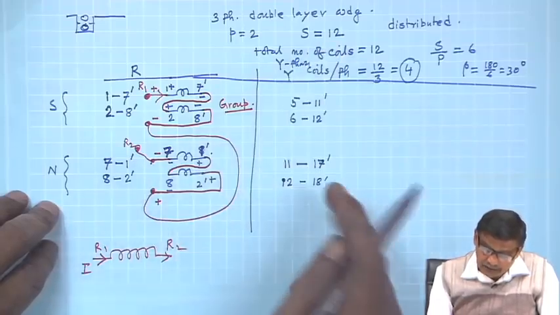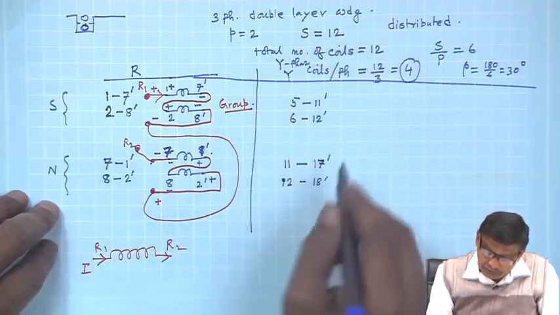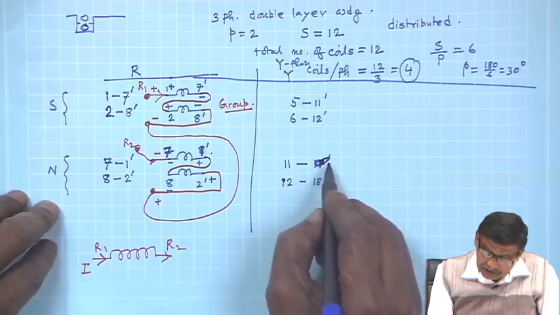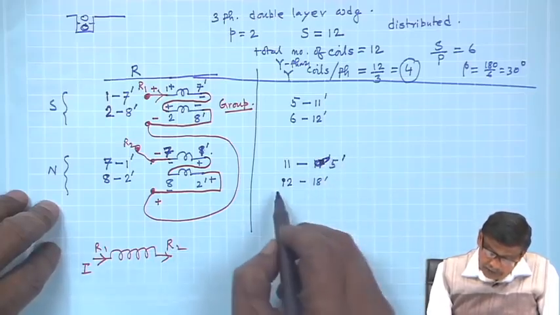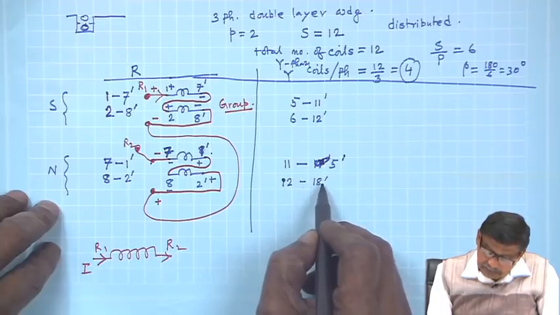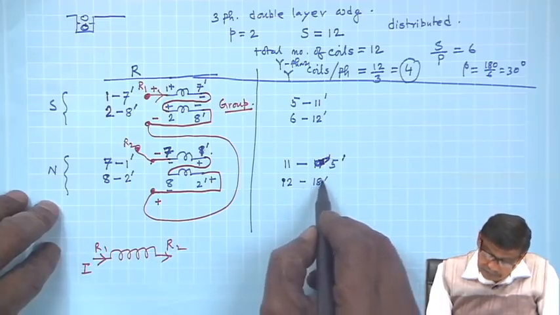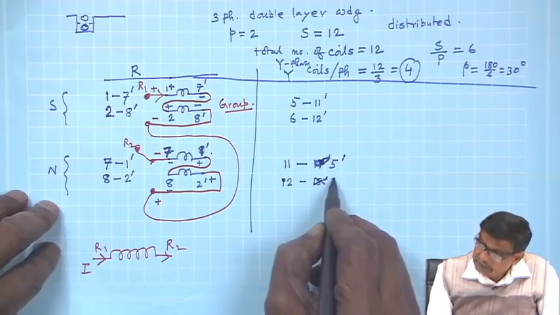Total slots are 12, so subtract 12 from it. So this will in fact be 5 dashed, is it not, and 12 to 18 dashed. So, 18 minus 12, 6 dashed, is it?